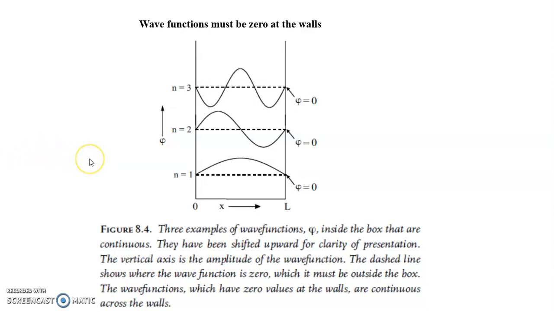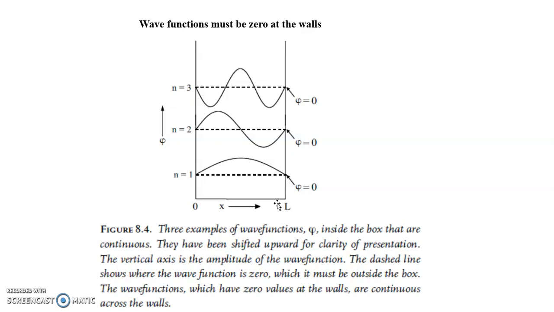So, three examples of wave functions: here n is equal to 1, n is equal to 2, n is equal to 3. Phi or psi inside the box that are continuous. They have been shifted upward for clarity of presentation. The vertical axis is the amplitude of the wave functions, and the dashed line shows where the wave function is 0, which must be outside the box.